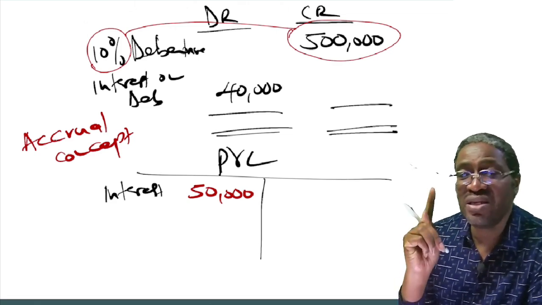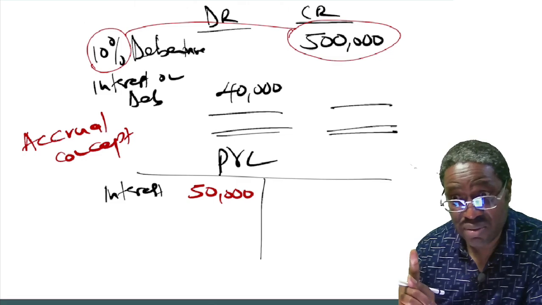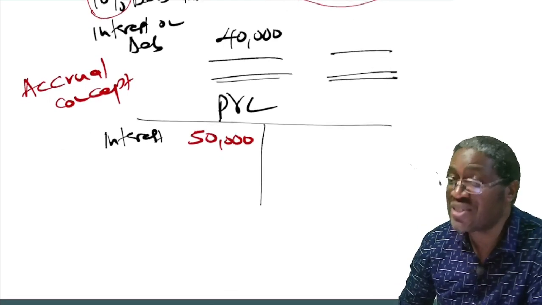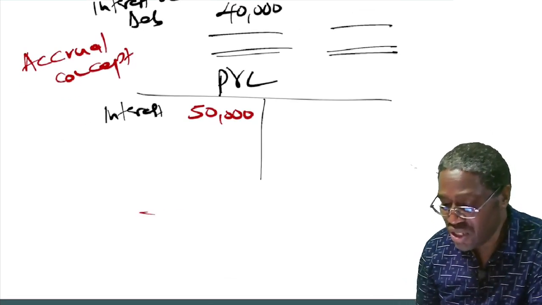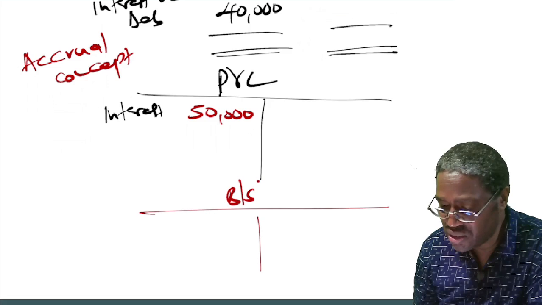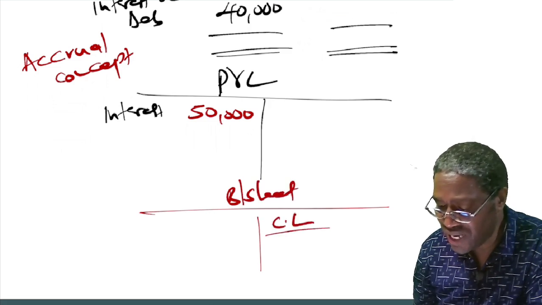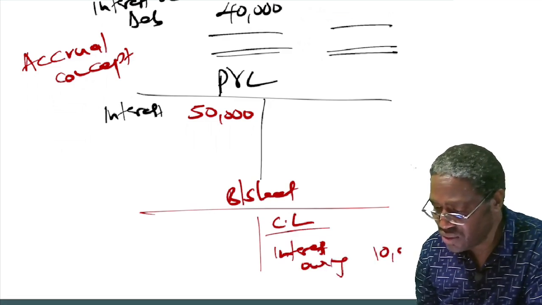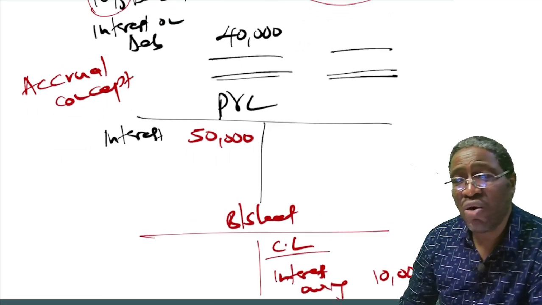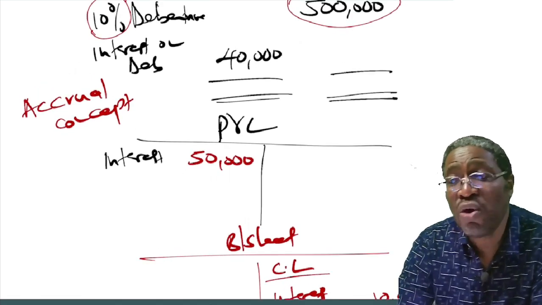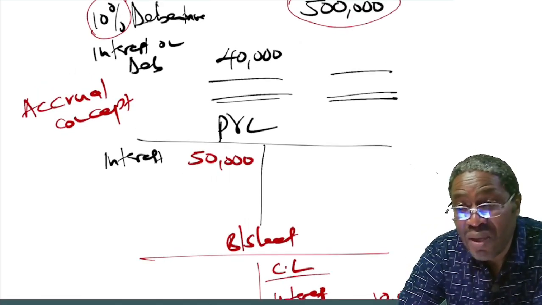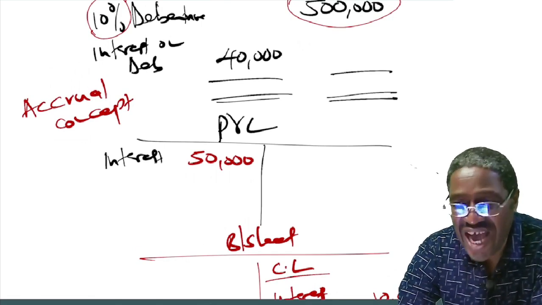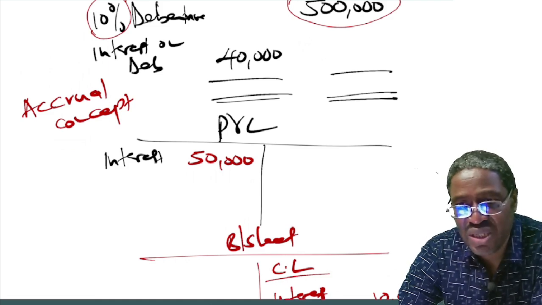We have paid 40,000, meaning that you still owe the debenture holders 10,000. That 10,000 is what you used to take to the balance sheet as a current liability, and you say your interest owing is 10,000. But according to the trial balance, you have paid only 40. But you took to the P&L account the charge for the year. The charge for the year. That's why we are saying the cost.